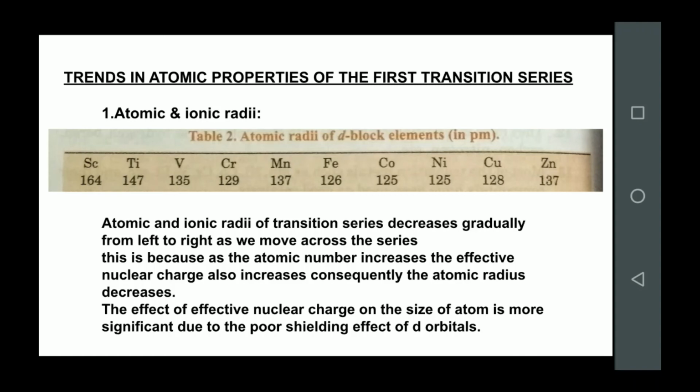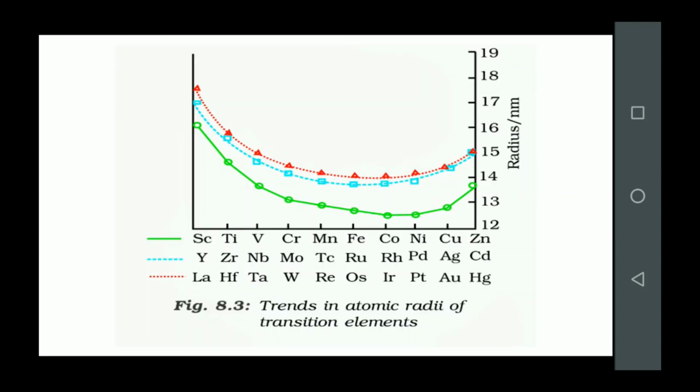Okay, here in this diagram the green line is for the 3D series. You can see here how the atomic radii start decreasing from scandium to titanium, then vanadium, chromium, manganese, and till nickel it is decreasing, and zinc shows what? Increase in atomic radii. You can compare that and you can see that the same trend is followed in the 4D series as well as in the 5D series.